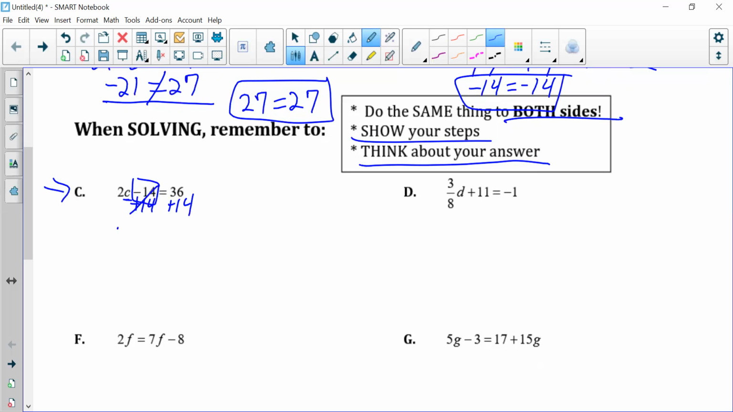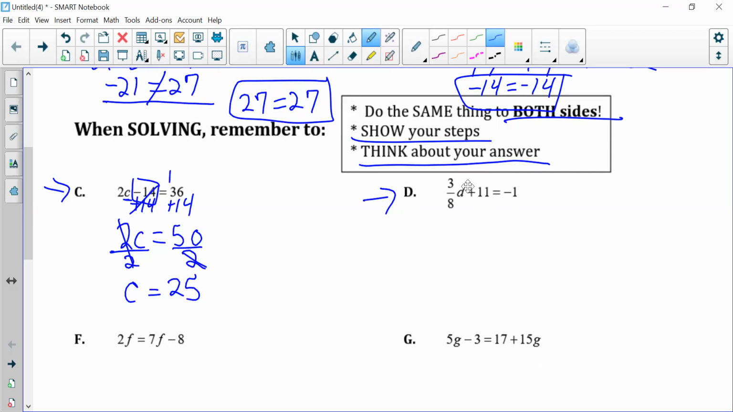Those cancel out. That leaves me with 2C equals what? Well, 6 plus 4 is 10. Carry the 1, 3, 4, 5. So 2C equals 15. 2C really means 2 multiplied by C. So we want to do the inverse operation again. The inverse of multiplication is division. So I'm going to divide both sides by 2. These 2 cancel out. C equals 25.